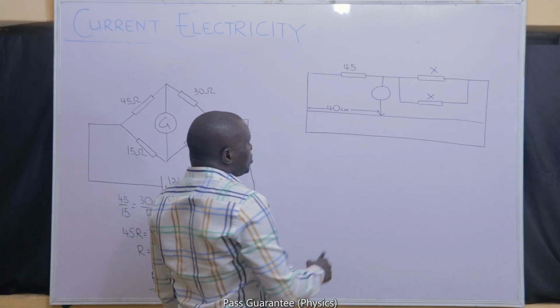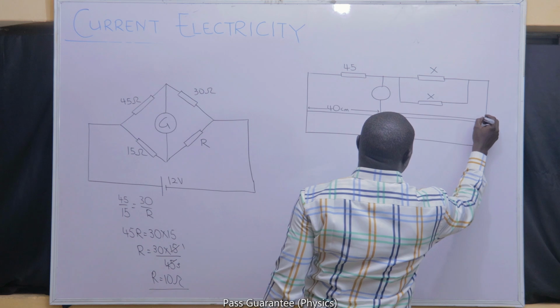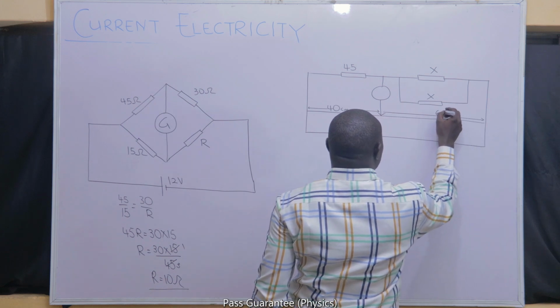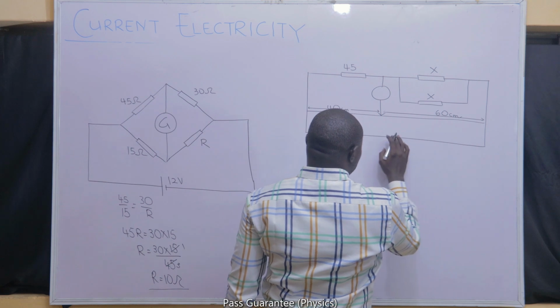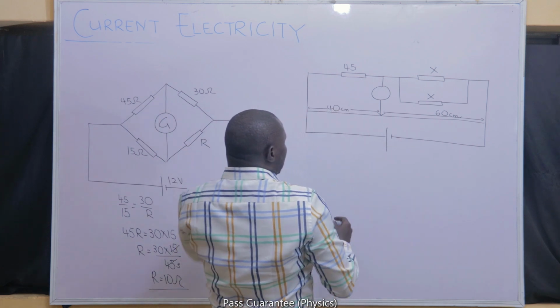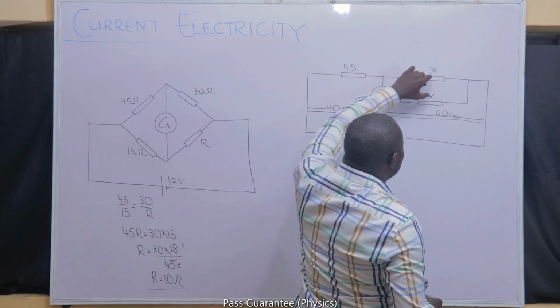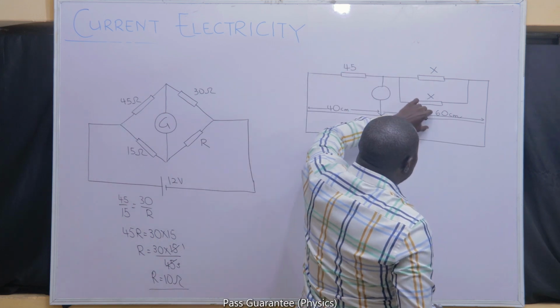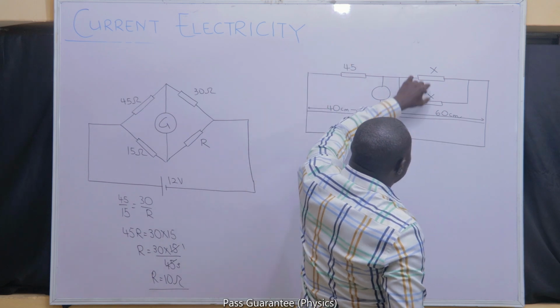The balance point is obtained at 40 centimeters from the left end. Find the value of X. This other side should be 60 centimeters because, except otherwise stated, we always take this to be 1 meter. So the resistance on this side, all over the resistance on this side, must be equal to the ratio of the length that corresponds to this, all over the length that corresponds to this.